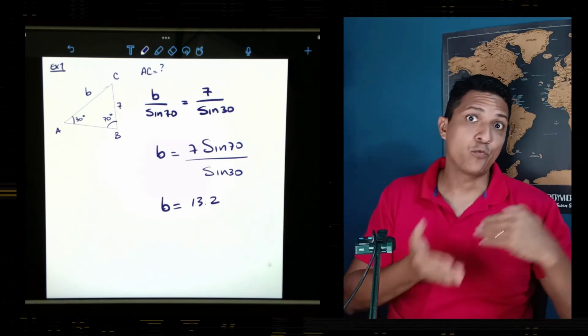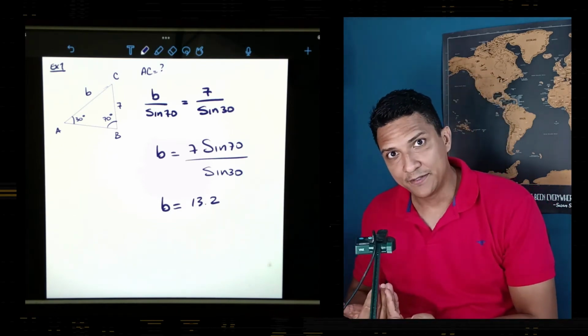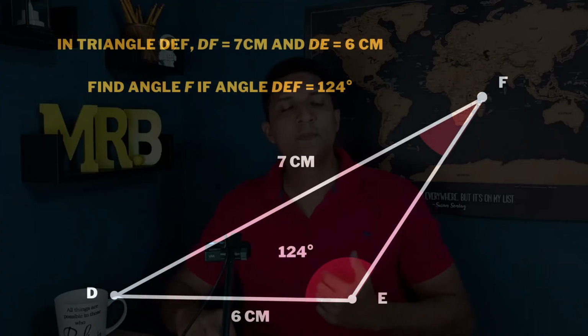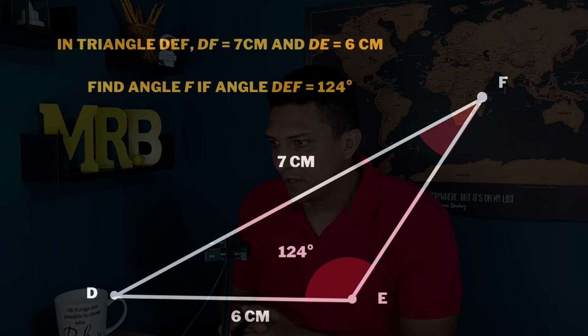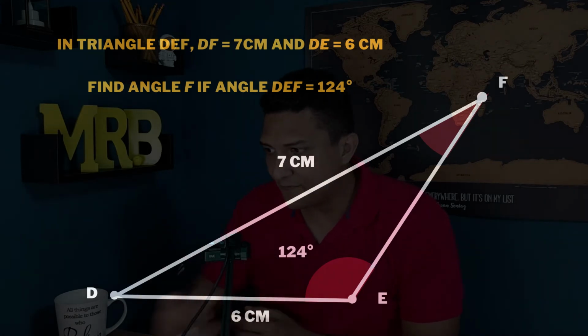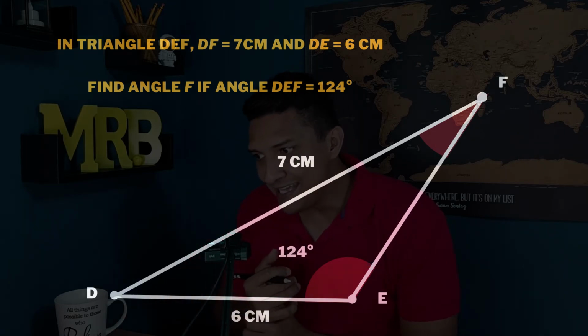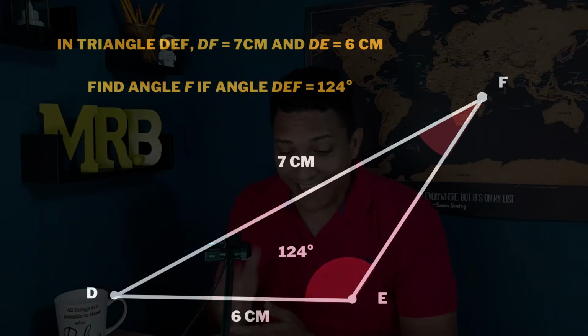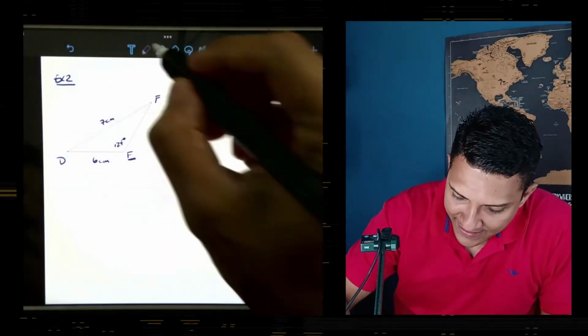In this case, remember, we found the missing side. Now we're going to see the second example, which is finding the missing angle. Here we have it. It says that in the triangle DEF, DF is 7 and DE is 6. Let me fix my drawing because there was a letter missing. And it says find the angle F. So they are asking me to find this angle.